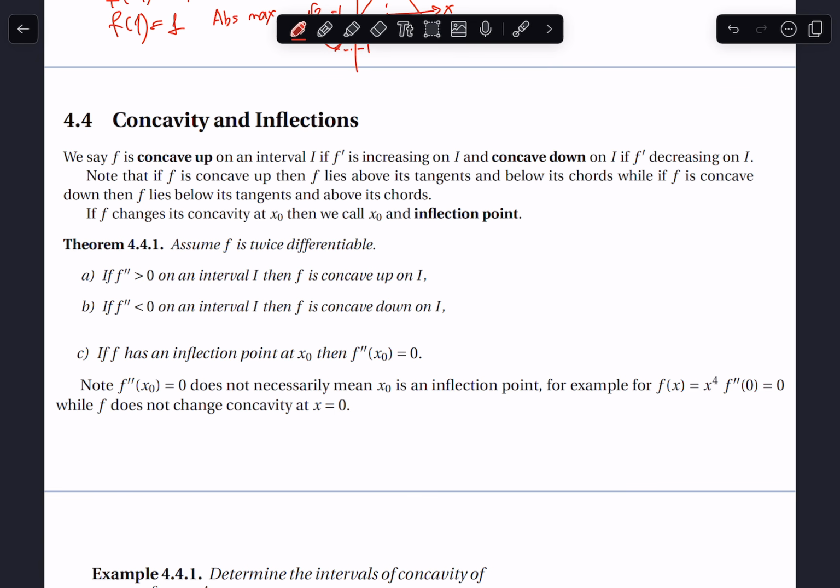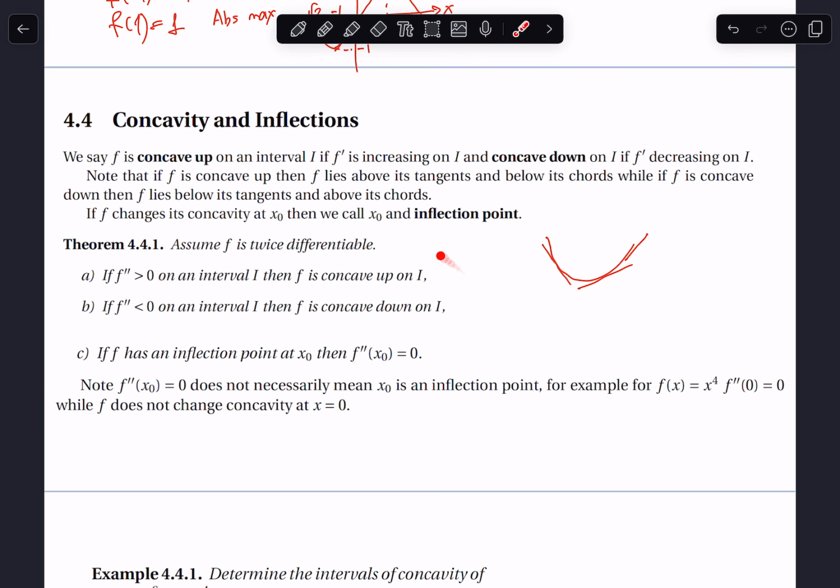So what does this mean? Concave up is something like this, graphically. At each point, the function is above its tangent lines, okay? And you see that the slope of the tangent lines at each point is increasing. So this means that the derivative is increasing, okay?